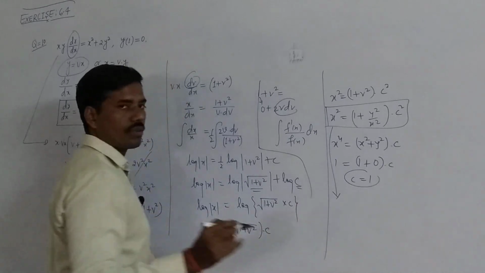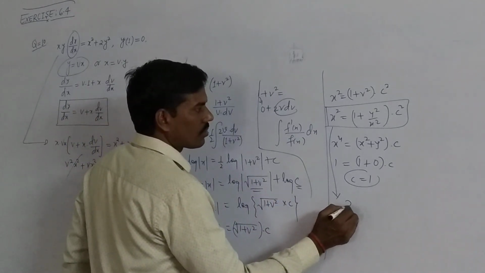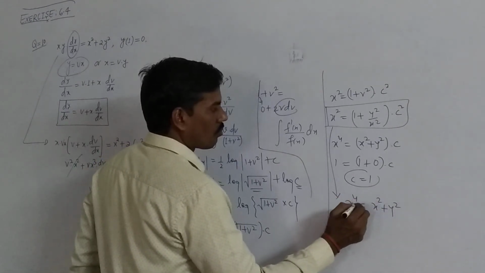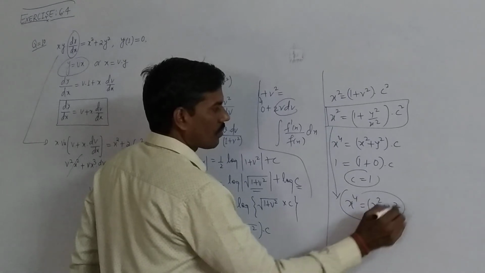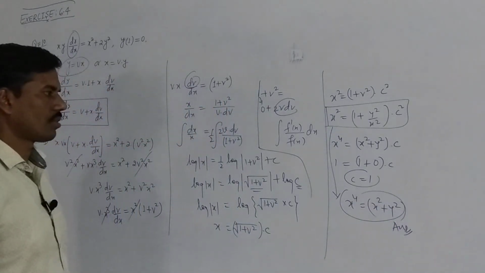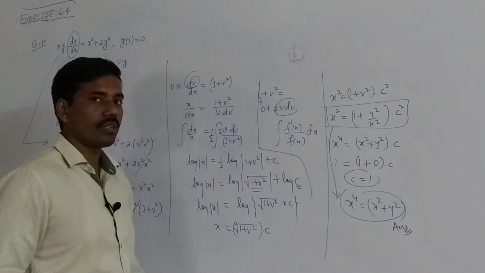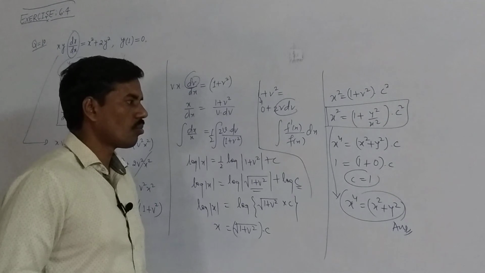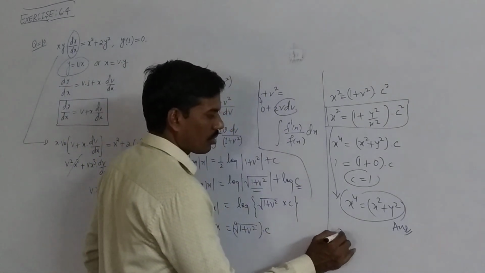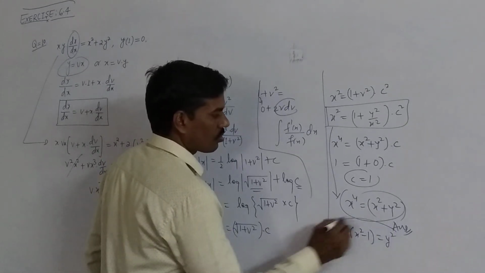of this differential equation, that is the particular solution, is x to the power 4 is equal to x square plus y square. Okay, this is our answer, the particular solution. C can be converted to 1. C can be changed as 1. We get x to the power 4 is equal to x square plus y square. You can write it as x square minus 1 is equal to y square also.